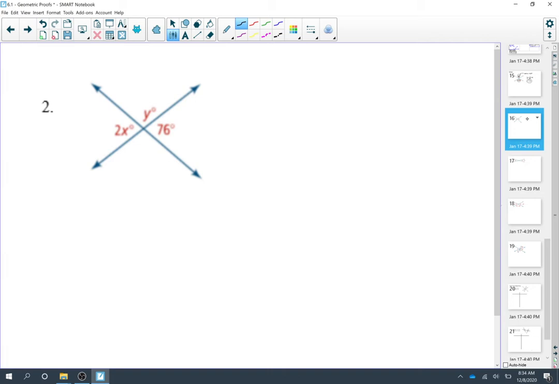Number 2, here we have an x and a y. There's a couple ways to do this, okay? First of all, I usually see vertical angles first. So 2x and 76 are vertical. So I'm going to say 2x equals 76. Then I'm going to divide by 2. So 76 divided by 2 is 38. So I know x is 38.